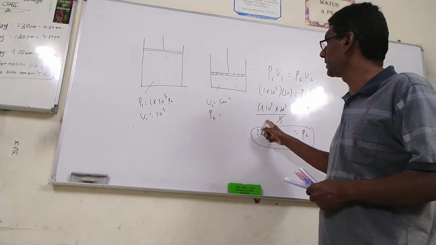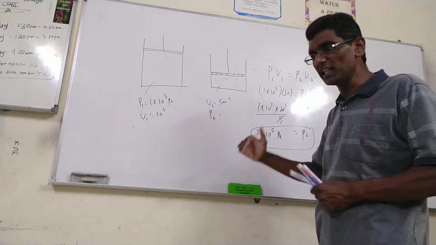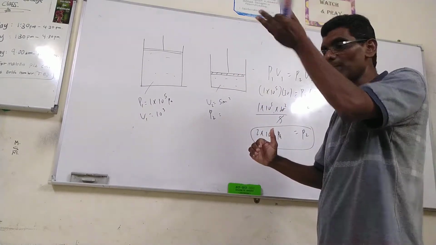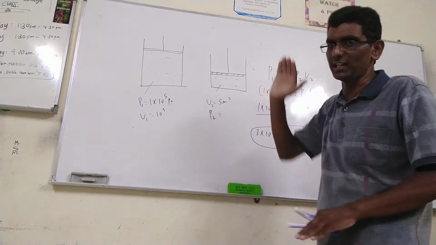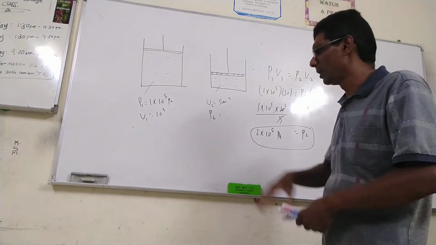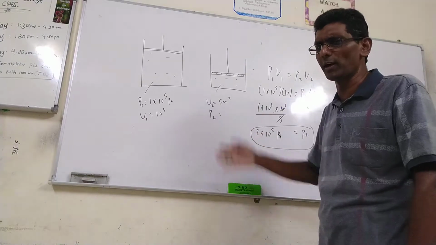Why does the pressure become double? Because the volume has decreased. Volume decreases, pressure increases. Pressure decreases, volume increases. That is Boyle's law. Most probably this question will not come in the exam.